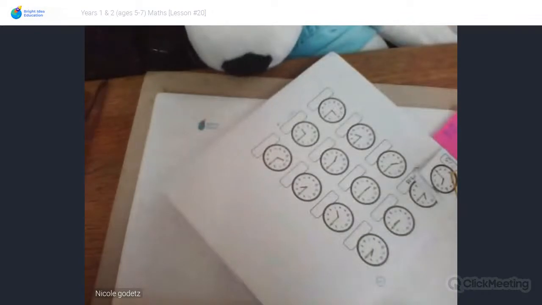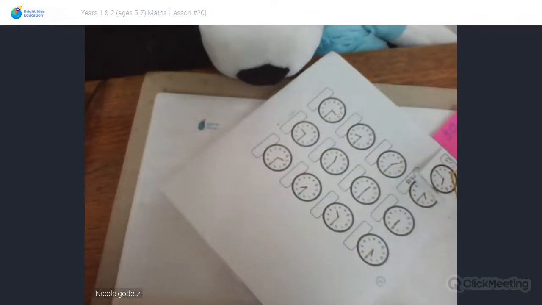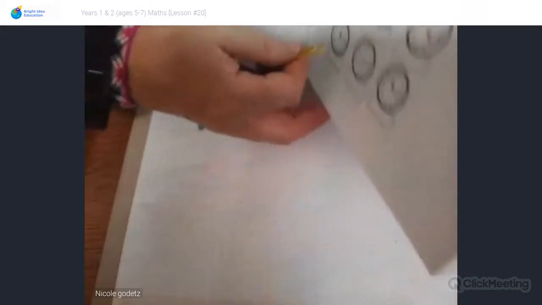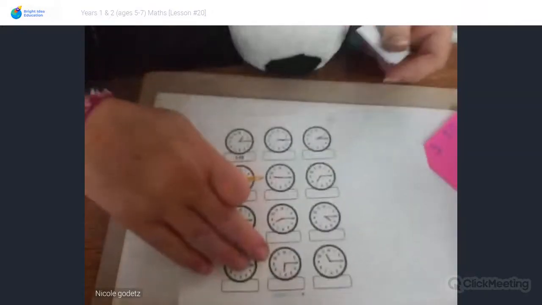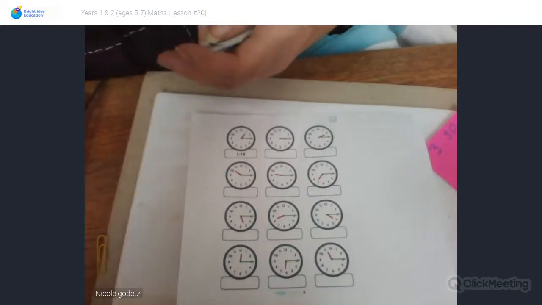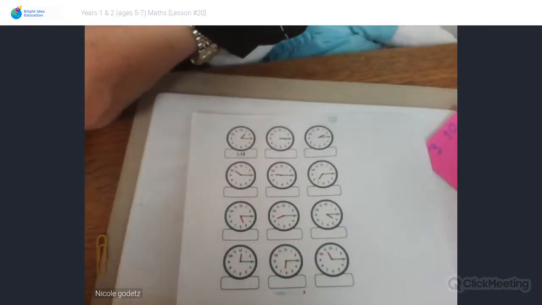Okay, so let's just have another quick game of bingo. This is going to be really good because it is going to test your quarter past. So we'll be very, very quick. Okay, so choose your quarter past the hour.